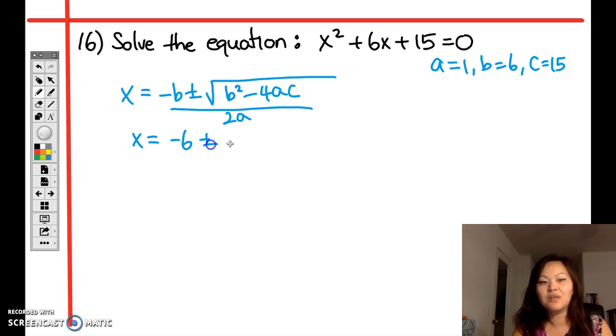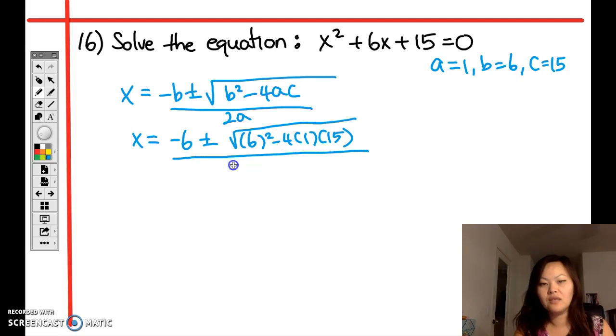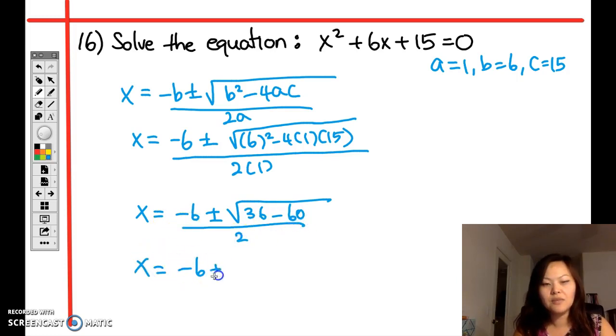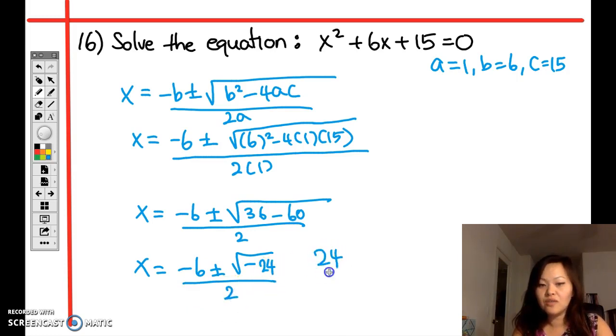X equals negative 6 plus or minus the square root of 6 squared minus 4 times a times c, over 2a. If I'm going too fast, just watch number 15. So then negative 6 plus or minus 36 minus, what is 4 times 15? 4, 4, 20. That's actually 60, all over 2. So that would be negative 6 plus or minus square root of negative 24 over 2. We know that we can simplify the 24 because 6 times 4, and 4 is 2 times 2. 6 we already know is not going to separate anyways, right?